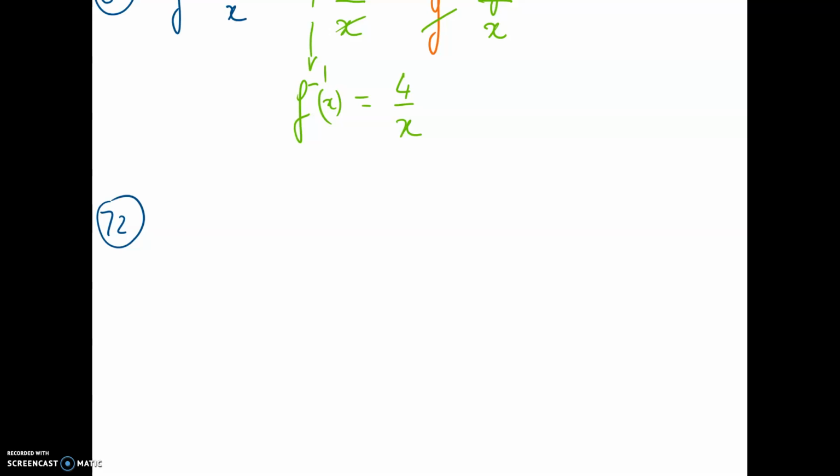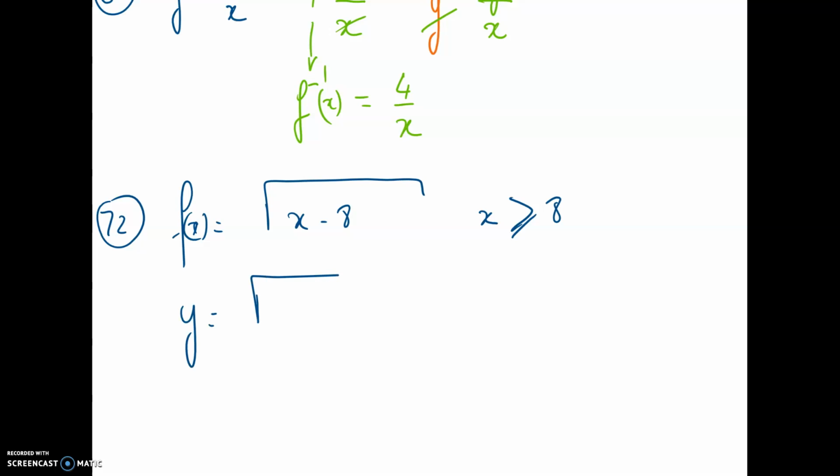All right, now problem number 72. In this problem number 72, the given function is one-to-one, find the inverse. So we have a problem, and this problem gives us f of x equal to square root of x minus 8. And they are telling you that there is a condition: x will be greater or equal than 8. So basically what we have is y equals square root of x minus 8. If I want to find the inverse, I will substitute y by x and x by y. Now, I need also to be able to isolate my y.